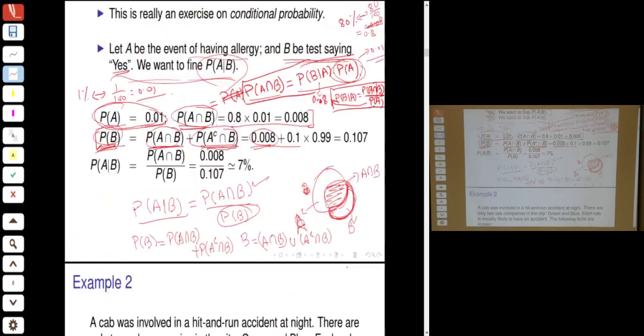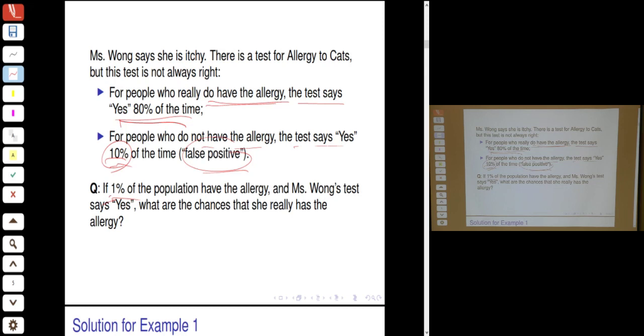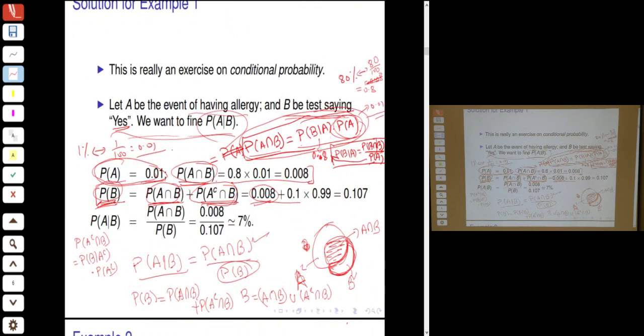Well, probability of A complement intersection B is nothing but probability of B given A complement times probability of A complement, right, using the same idea as here. So, what is the probability of A complement? 1% of the population has the allergy, so 99% of the population does not have the allergy, and A is the event of having the allergy, so A complement is the event of not having the allergy. So, 99% of the population does not have the allergy, so in terms of fractions that is 0.99, so probability of A complement is 0.99.